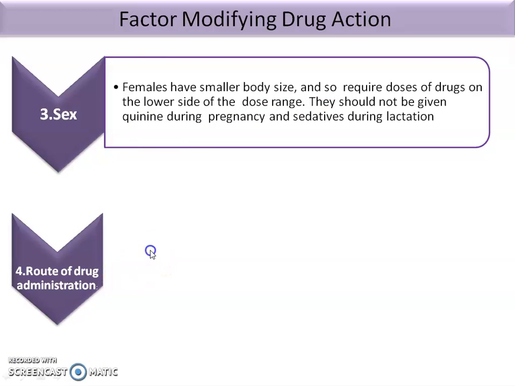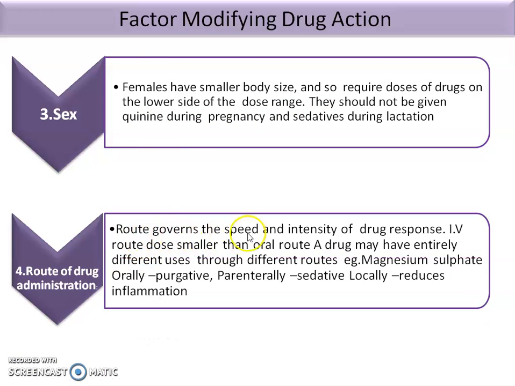Routes of drug administration: the route governs the speed and intensity of the drug response. IV route dose is smaller than the oral one. A drug may have entirely different uses through different routes of administration. An example is magnesium sulfate. If it is given orally, it acts as a purgative. If it is given parenterally, it acts as a sedative. If it is applied locally, it reduces inflammation.